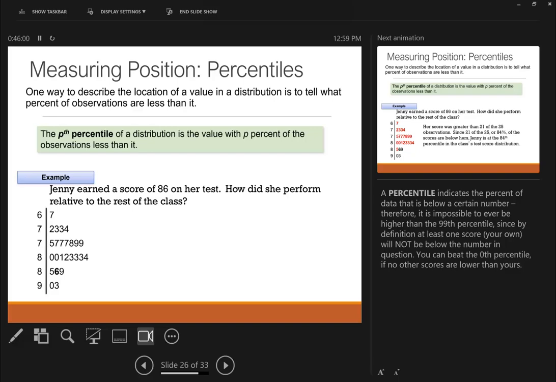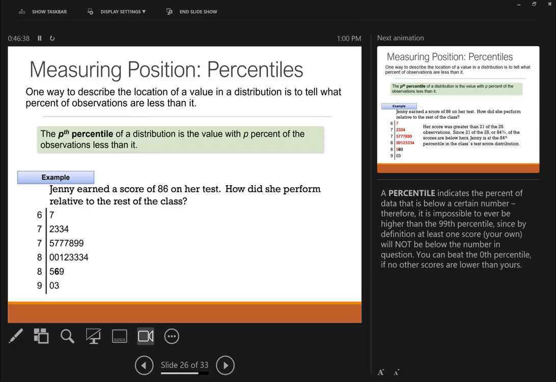One calculation we will do in this section is percentile ranks. So a percentile is the percent of the distribution where the observations are less than the individual. As an example, Jenny earned a score of 86 on her test. How did she perform relative to the rest of the class? We're going to give that performance as a percentile rank. Here's the 86 right here, the boldface 6. I'm going to count the number of scores less than 86 from the class.